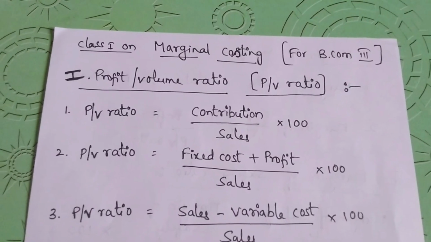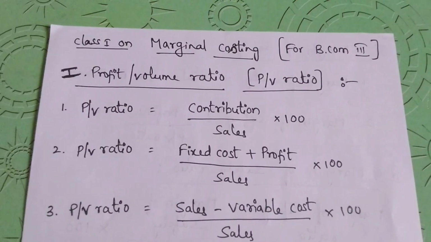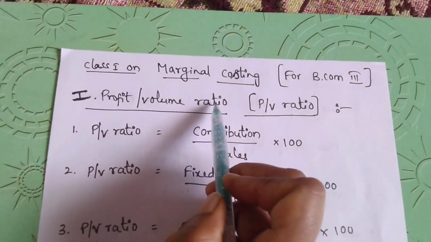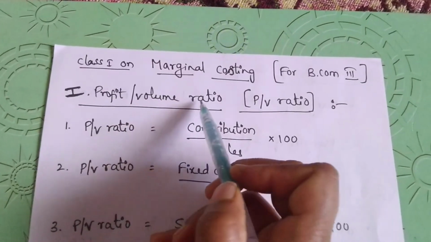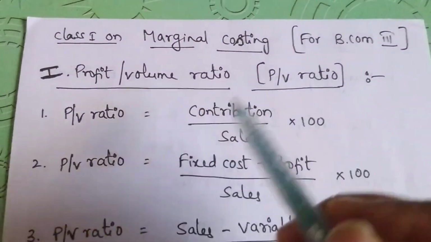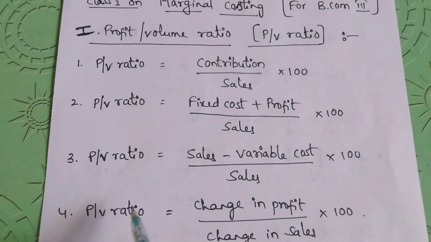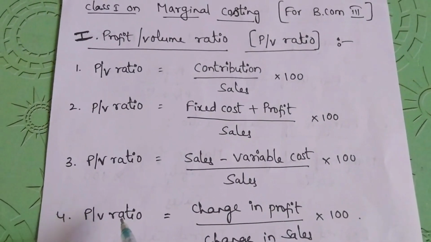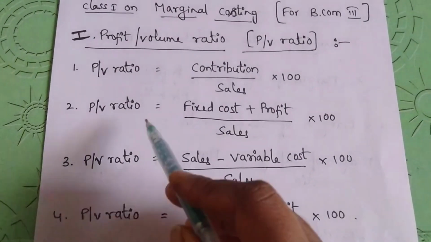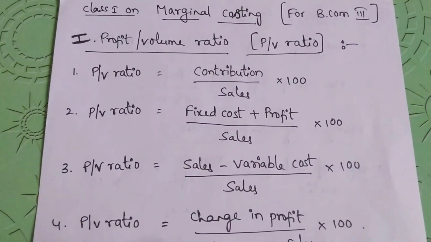Now we will discuss all the formulas which are useful to do marginal costing problems. So first come to profit volume ratio. This profit volume ratio also is called in short form as PV ratio. And there are in total 4 formulas for calculation of PV ratio, but as per the requirement in any question we have to adopt any one of the formulas, and it depends upon the information given in the question.